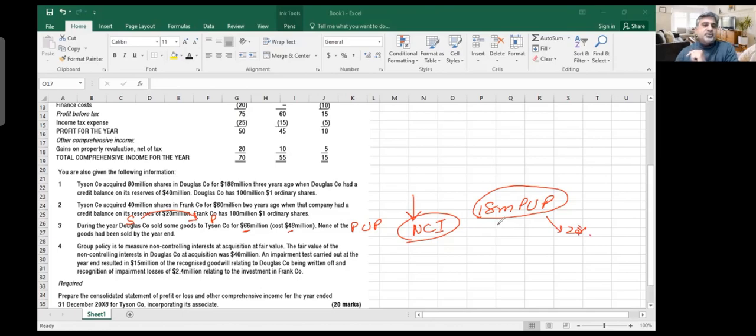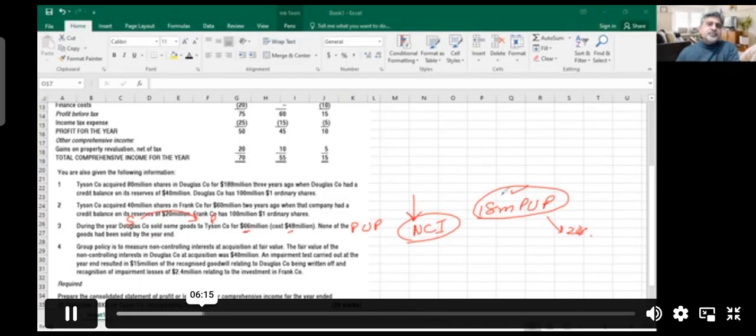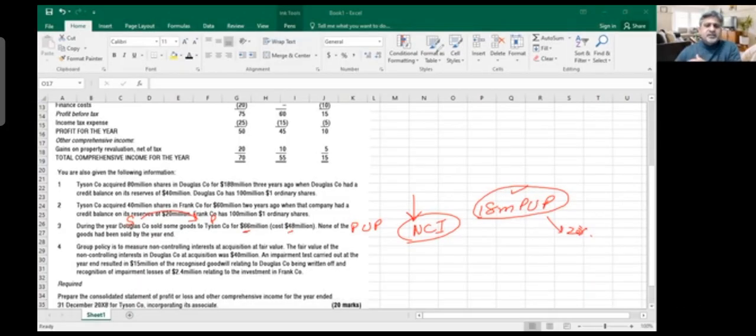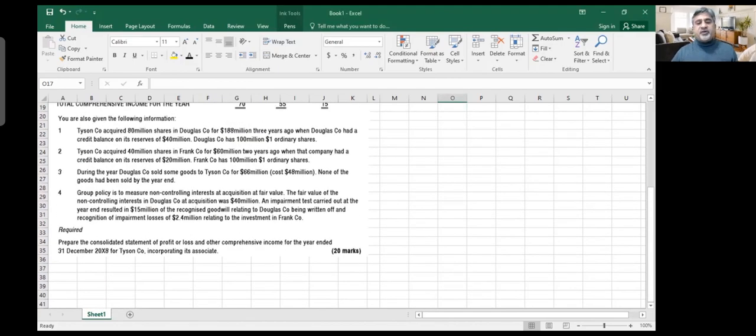Because the subsidiary sold goods. If the parent had sold goods, then you would have subtracted this 18 from Tyson Company's profit, and non-controlling interest would not be affected by this. Number 4 says that group policy is to measure non-controlling interest at acquisition at fair value.